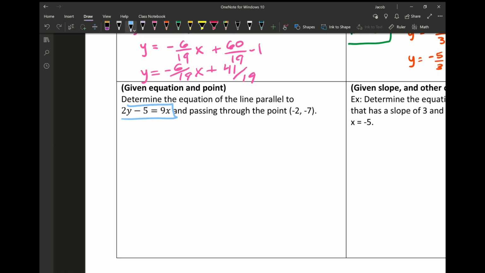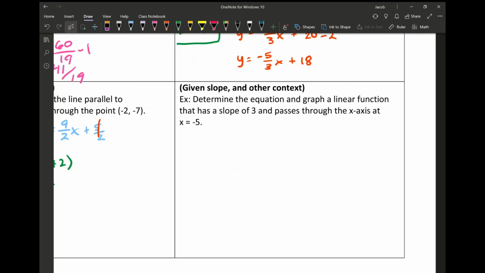So here for this one, we have to rewrite this equation so that we can see what the slope is, which isn't too bad. So our last example has something that I'm labeling with other context. This other context could be just a clue of where it is on the graph.